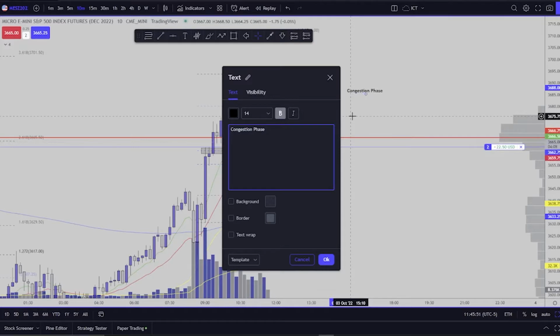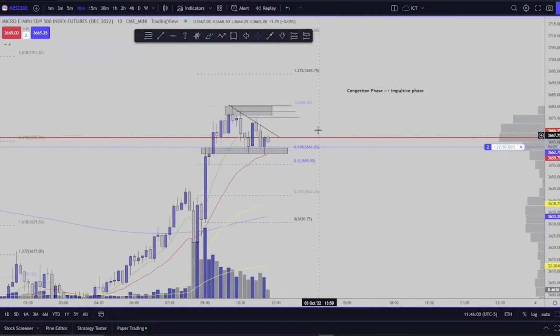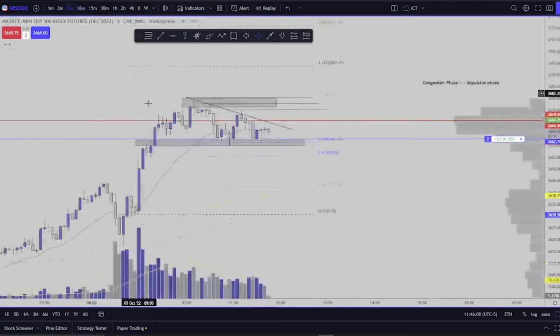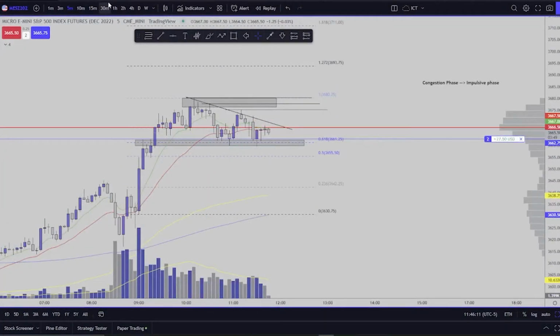and I am looking for the impulsive phase, right? The probabilities tell me that this is going to continue to the upside due to the VWAP and 200 EMA being below price action, right? Even on the higher time frames, it's still below price action.